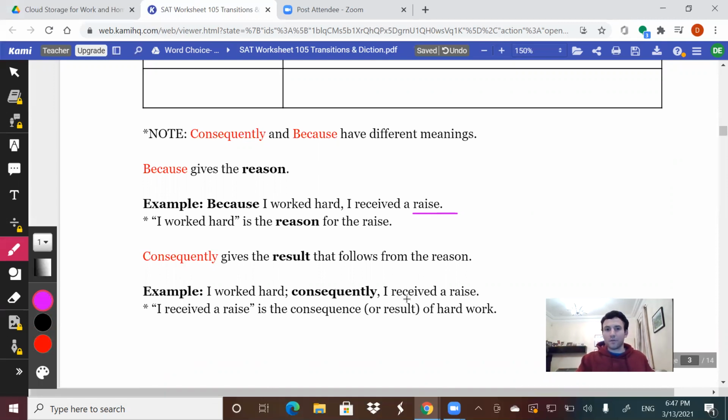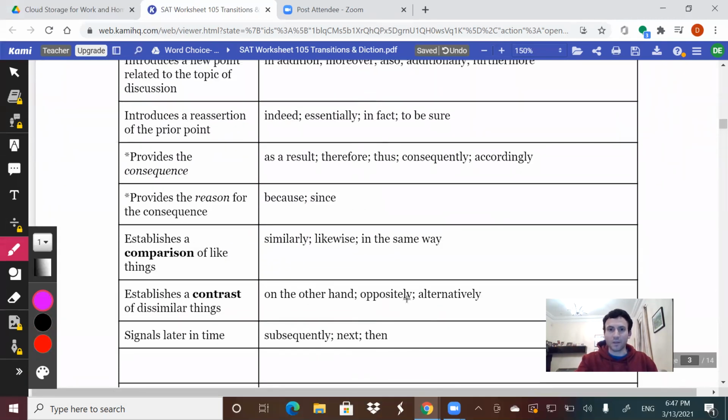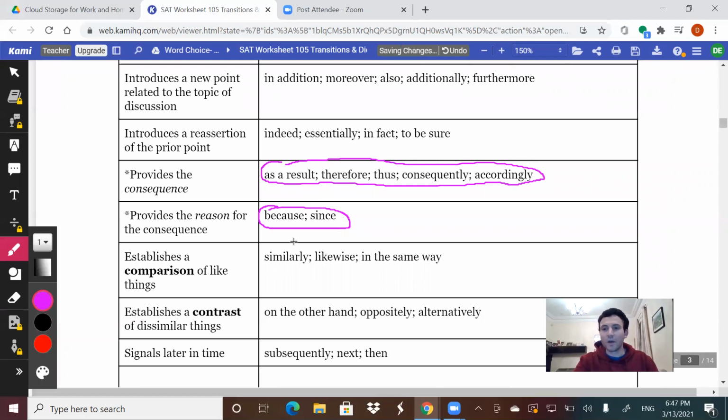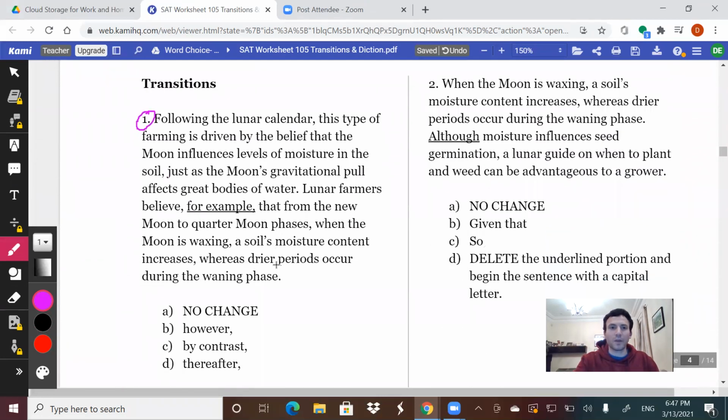So it's just important to understand the difference between because and consequently, and not to conflate them as being the same, and also to be able to group the words that fit with one another. So since is synonymous with because, whereas therefore, thus, as a result, accordingly, they're all synonymous with consequently. All right, let's try a few transition problems from the test.